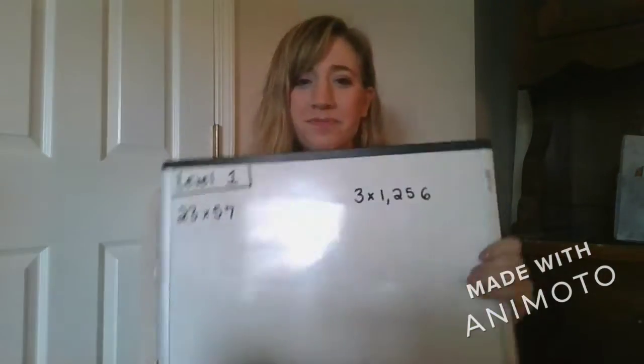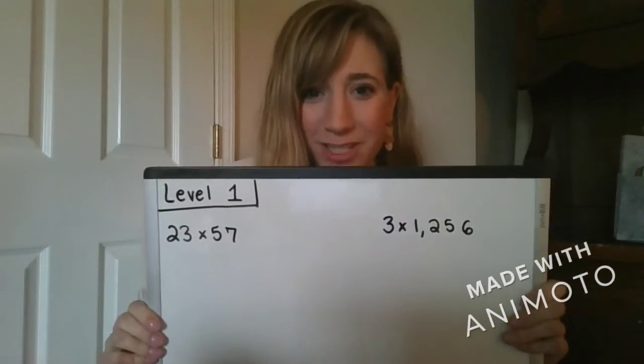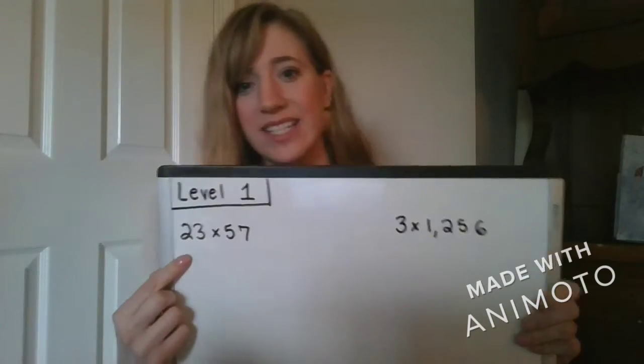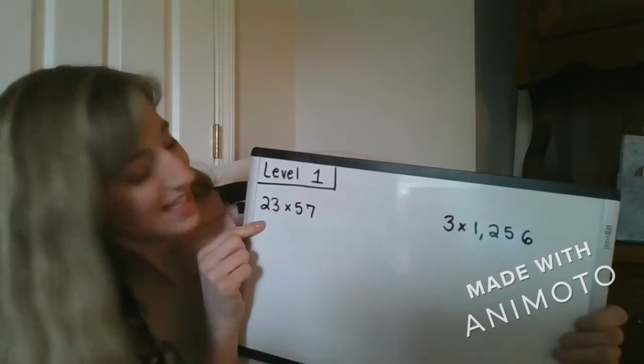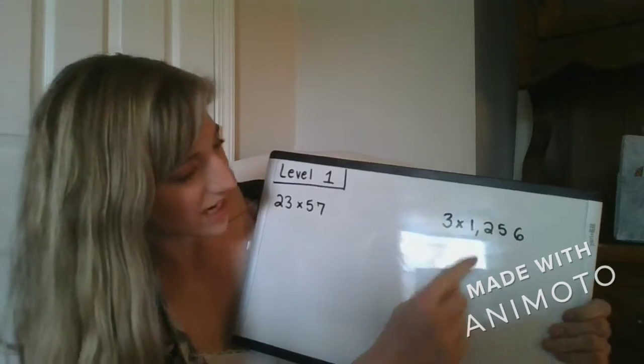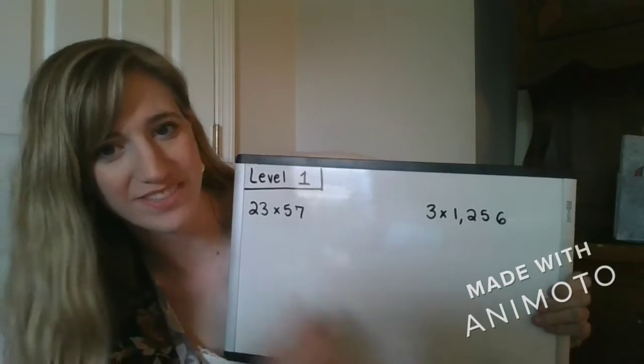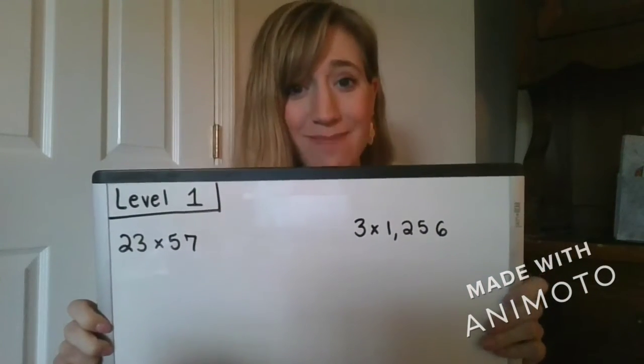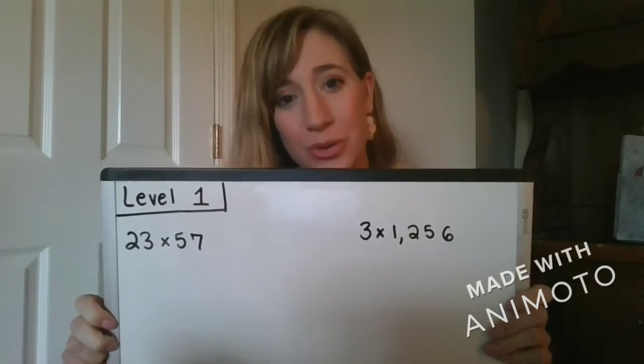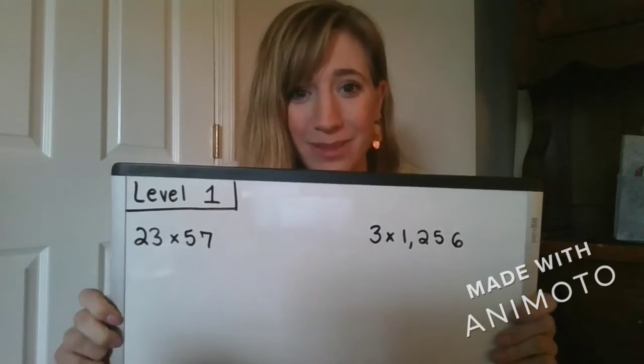Level 1 problem, pretty basic multiplication. I don't care if you solve it the standard way or area box method. I don't care how you solve it, just go ahead and solve the problem. So level number 1, 2 basic multiplication problems. I got 23 times 57 and 3 times 1,256. Go ahead and pause the video so that way you can solve this problem.